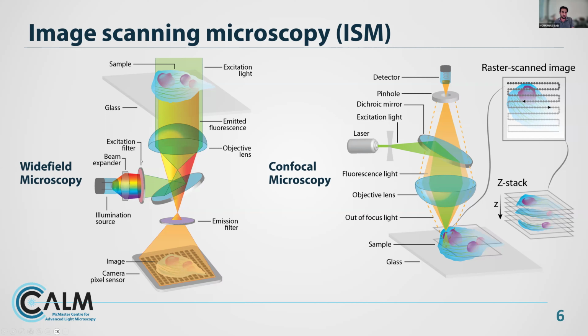And so this is typically done with a component called a filter cube. And the first component of the filter cube is an excitation filter, which is going to take the white light that's coming out of your light source and filter it to give you a specific color of light that we can use to excite the sample.